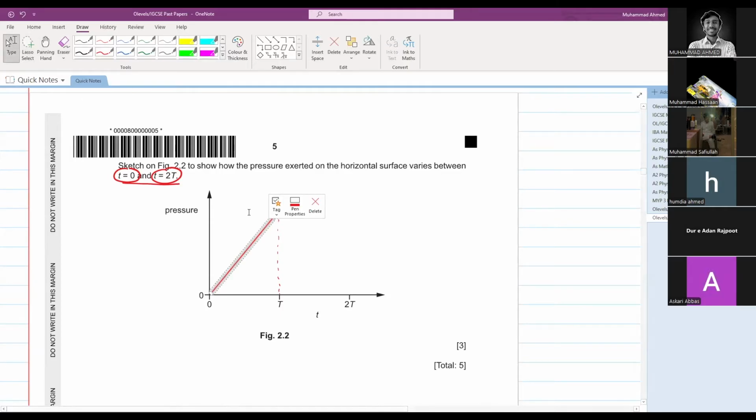And after, beta, after time t equals capital T, what will happen? Your pressure will flatten out. Why will your pressure flatten out? Because the height is no longer increasing. Here the height was increasing, here the height is constant.